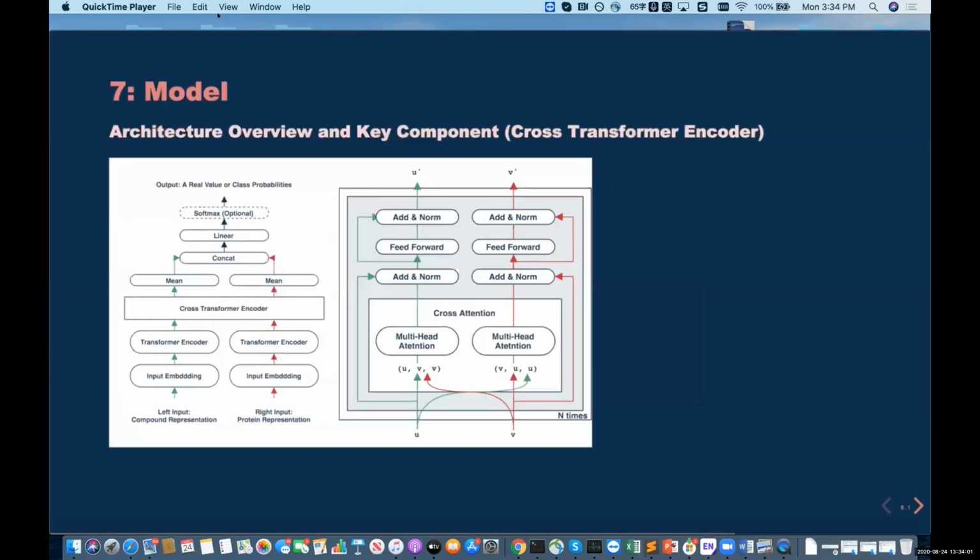The cross-reference mechanism of the cross-transformer encoder is the key for relating 2 modalities for the DTI task. In the cross-transformer encoder, 2 multi-head attention layers are used with source-target manner in order to refer to each other.